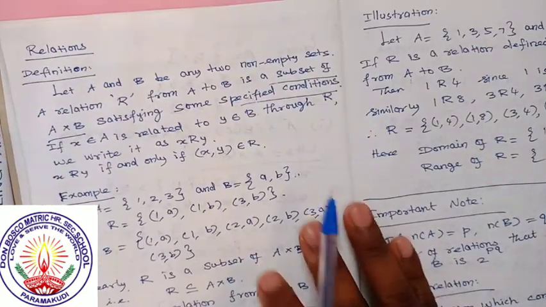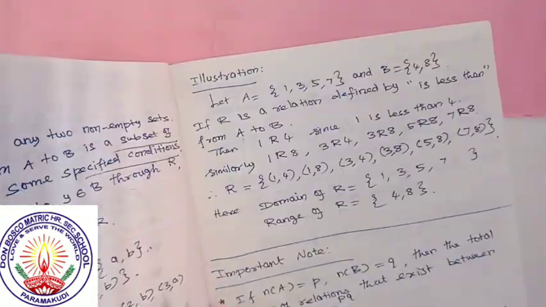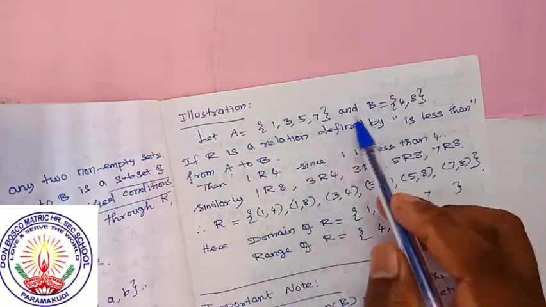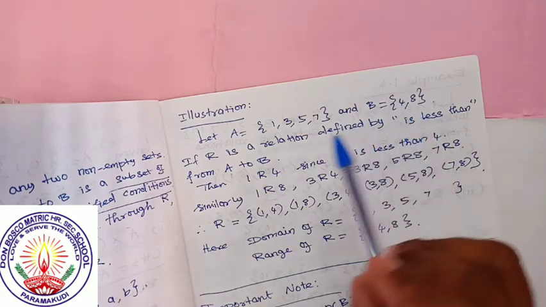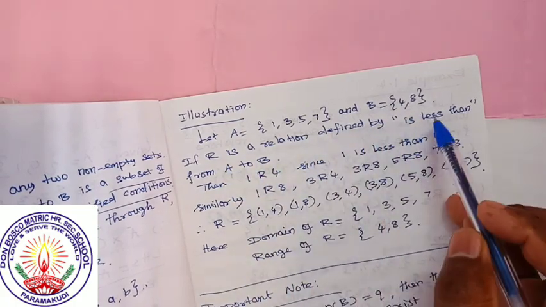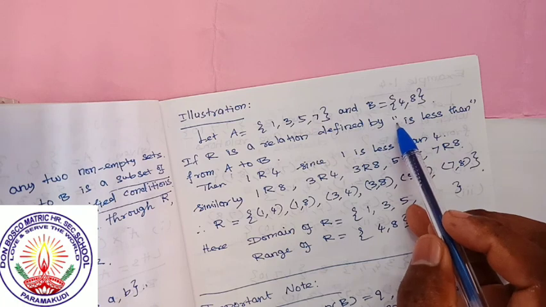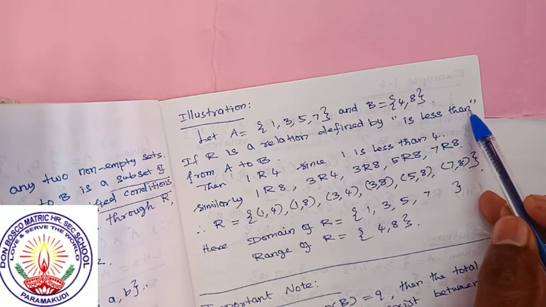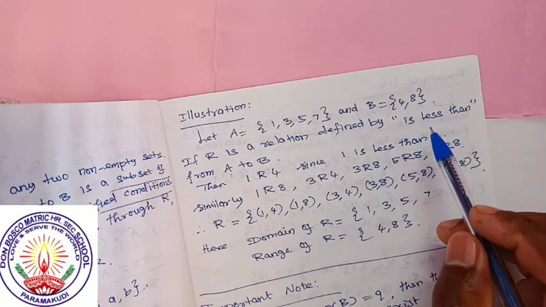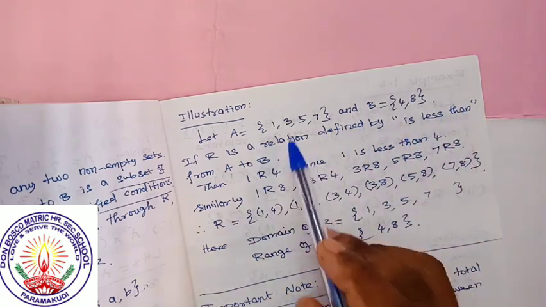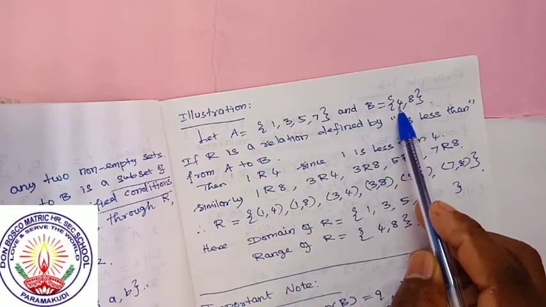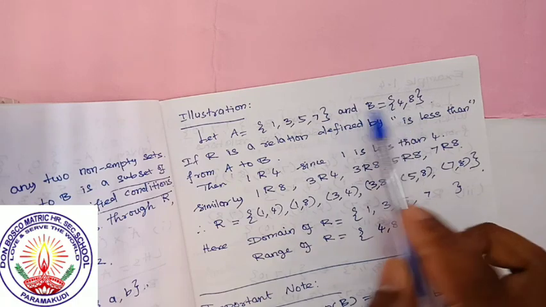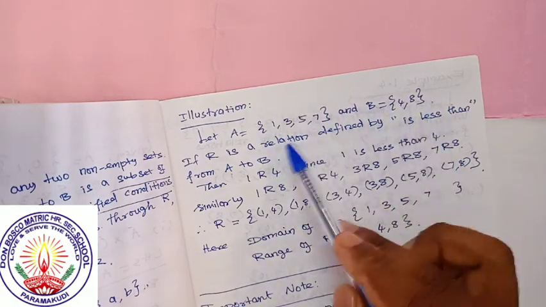Next is an illustration. From the illustration we can explain the concept. Let us consider the set A equal to {1, 3, 5, 7} and B equal to {4, 8}. R is a relation defined by 'is less than'. We have to take one value from the first set and another value from the second, and that will give one relation. Take one element. 1 is less than 4. 1 is less than 8. Am I right? 1 is less than 4 is correct. 1 is less than 8 is correct. Therefore, two elements will be there.